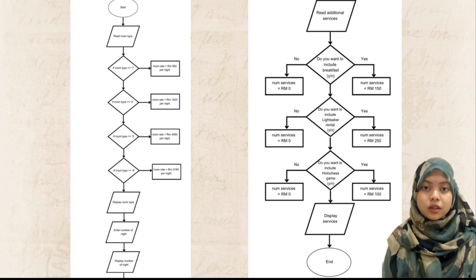Display number of nights, read additional services. Do you want to include breakfast? If yes, display number of services RM150. If no, display number of services RM0. Do you want to include lightsaber rental? If answer is yes, display number of services RM250. If answer is no, display number of services RM0. Do you want to include holochess game? If answer is yes, display number of services RM100. If answer equals no, display number of services RM0. Display services N.